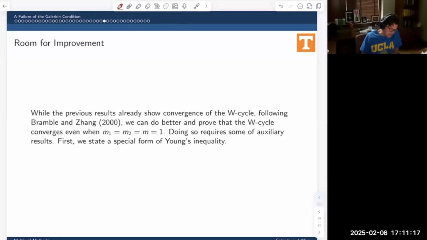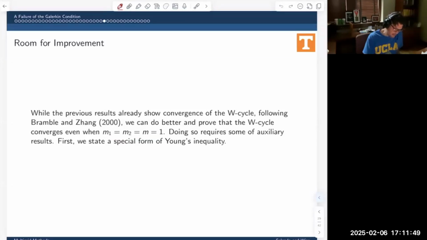Using some fairly mundane numbers, we might have to do 16 times 9 smoothing iterations in the pre and post smoothing operations. That's a lot. That's way too many. That's almost 160 smoothing iterations. But the next result I want to show you, you can actually prove that you get convergence even if M is equal to 1. Okay, even if M is equal to 1.